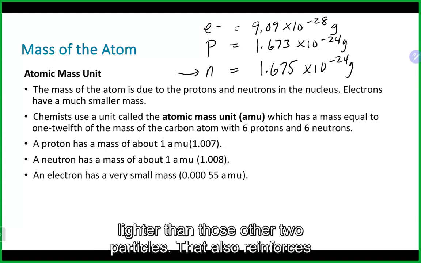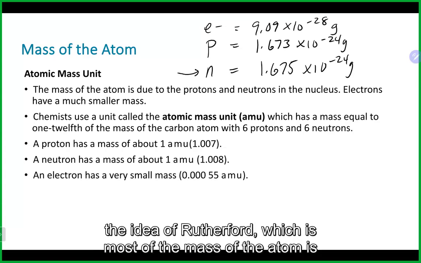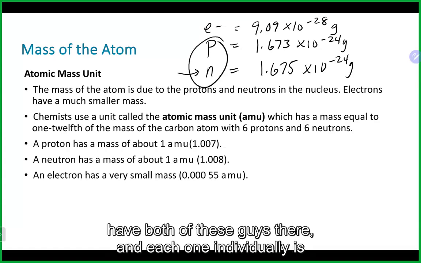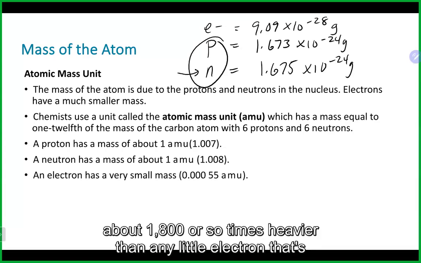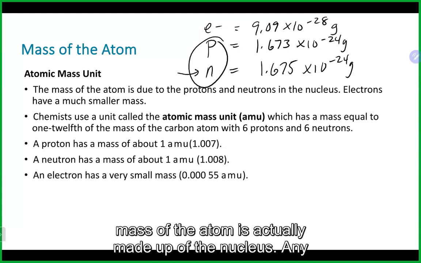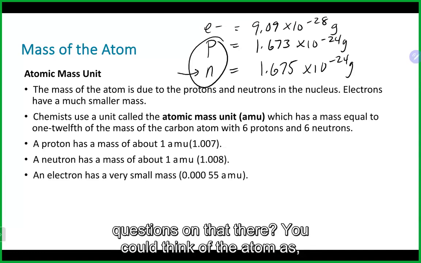That also reinforces the idea of Rutherford, which is that most of the mass of the atom is made up of the nucleus. That is because in the nucleus you have both of these particles, and each one individually is about 1,800 or so times heavier than any little electron that's flying around. So it makes sense that most of the mass of the atom is made up of the nucleus. Any questions on that there?